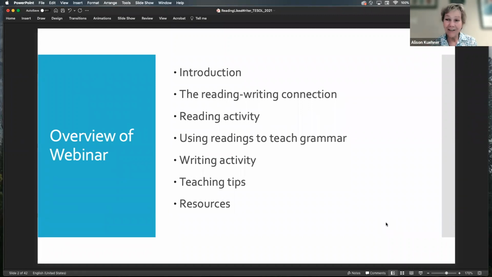I will briefly introduce myself. Then I wanted to talk about reading and writing, particularly at the college level, which is where I teach. But I think those theories are applicable at any level. We're going to engage in a reading activity. I want to then step away and talk about using readings to teach grammar, which is really the focus of this session. We'll also have a little writing activity, and then I'll leave you with some teaching suggestions and some resources if you want to explore more some of the ideas that have been presented.